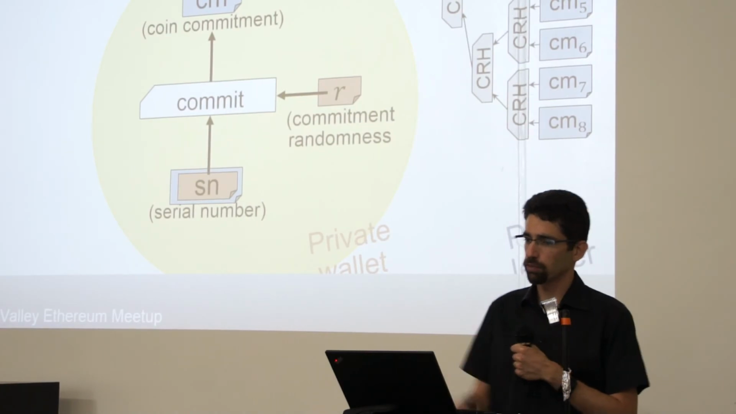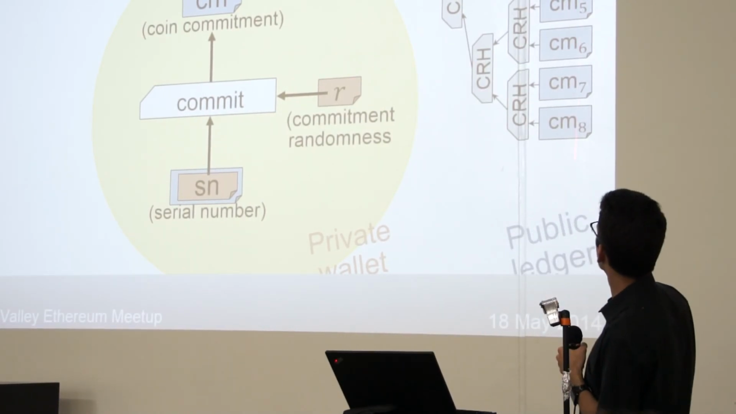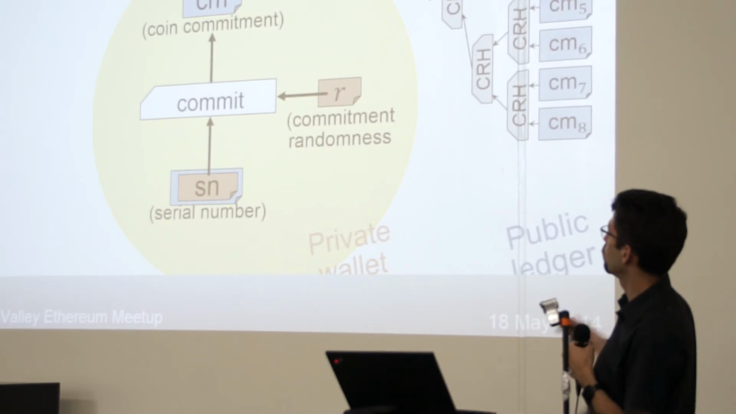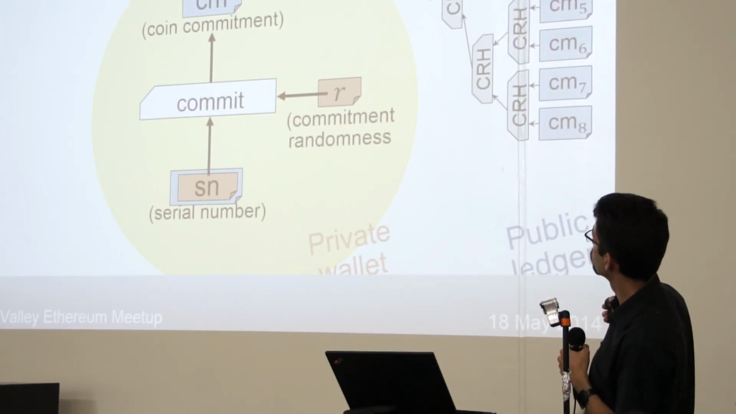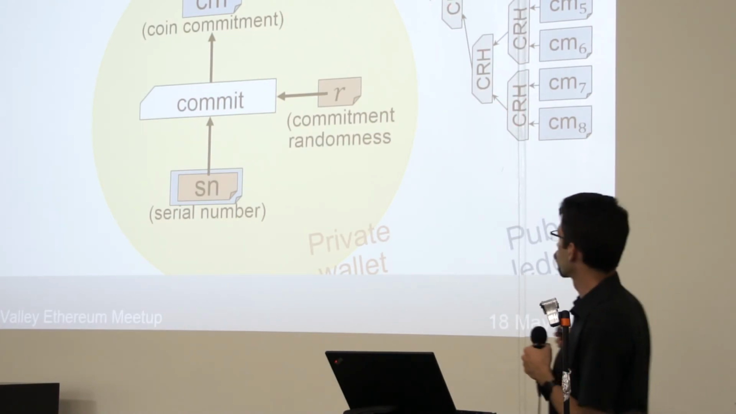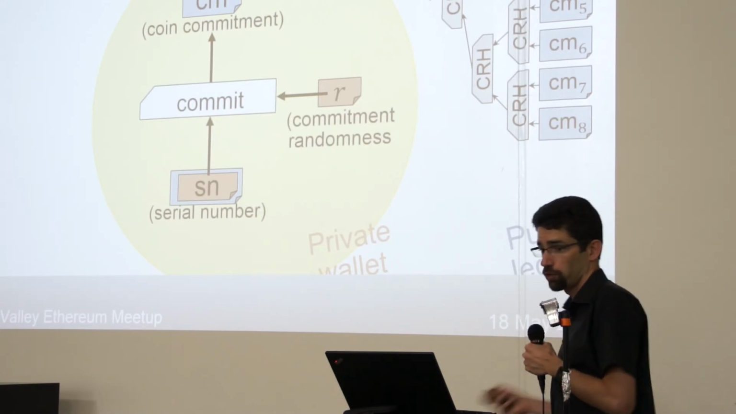And here it is. What we do is we take all of those coin commitments in the ledger that were created using these mint transactions. We create a Merkle tree over them by applying a collision-resistant hash function in the tree structure. There's a root. This is all public information. Everybody knows what the root is.